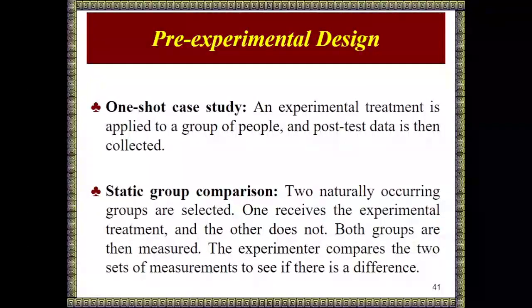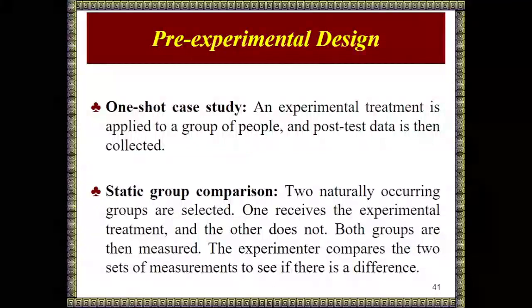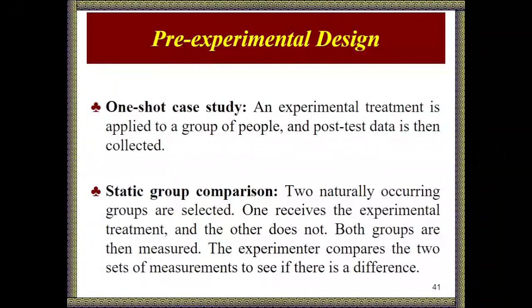And in the static group comparison, two naturally occurring groups are selected. One receives the experimental treatment and the other does not. Both groups are then measured, and the experimenter compares the two sets of measurements to see if there is a difference. Understand? Again, in this static group comparison, the extraneous variables will not be controlled.